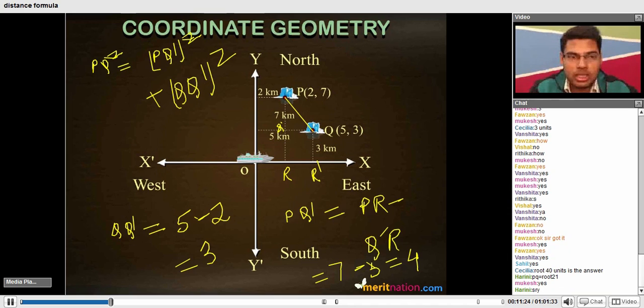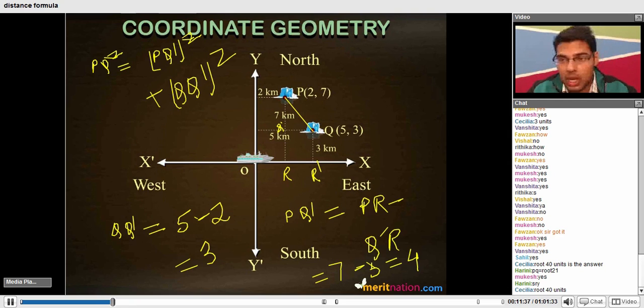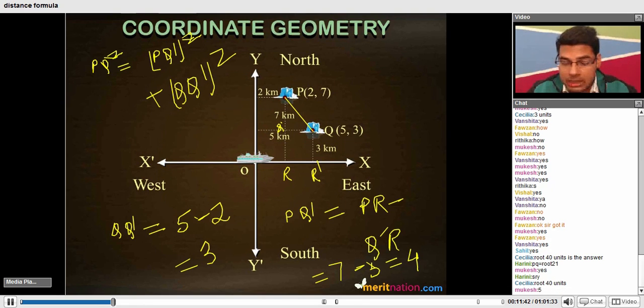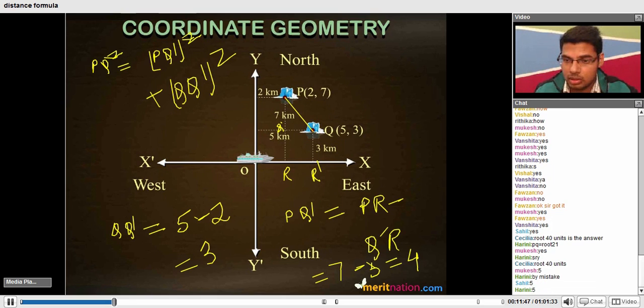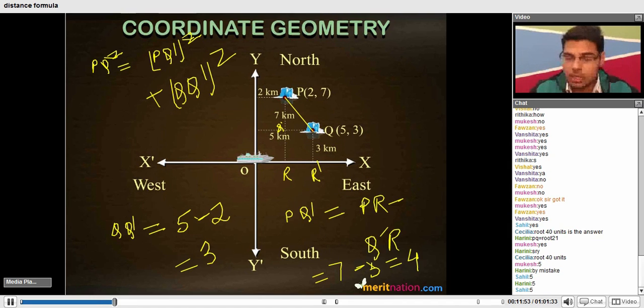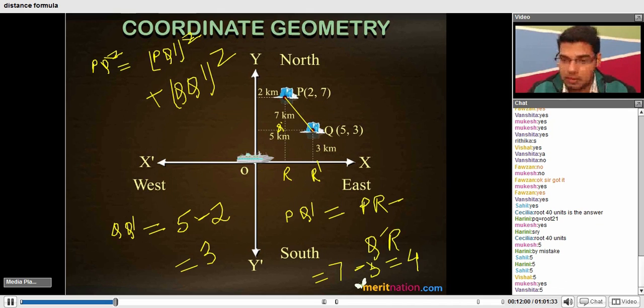Okay, so what is the answer that you are getting? We have one side as 3, another side as 4. So the distance is nothing but the hypotenuse. So what is the formula? Root of 3 square plus 4 square. So now quickly tell me the correct answer. Cecilia, it is not root 40 units. Harini, it is not root 21 either. Yes, it is 5. So all of you are getting 5. 3 square plus 4 square is 25. So root 25 is 5.